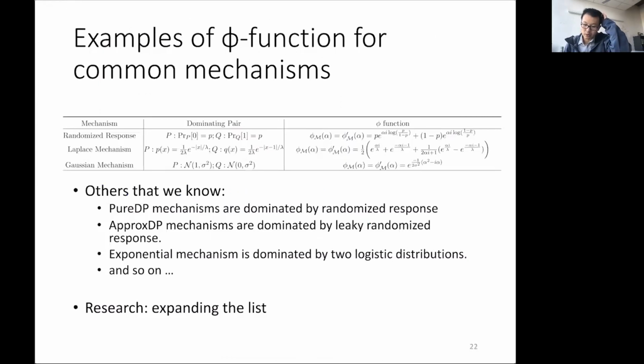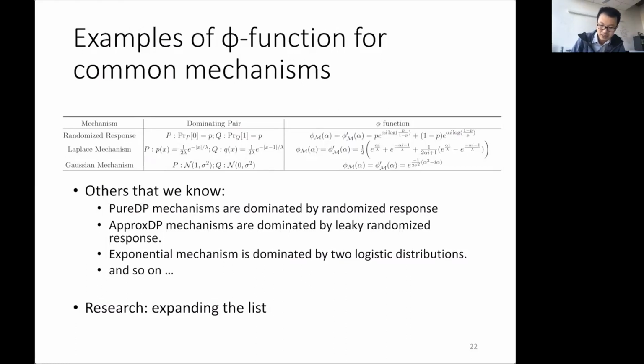All right, so for many of the mechanisms that we are already familiar with, such as the randomized response, Laplace mechanism, and Gaussian mechanism, we know exactly what their dominating pair distributions are, and it's not very difficult to analyze. And the corresponding phi functions are also available in analytical form. Besides these mechanisms, we also know the dominating pairs, and sometimes tight dominating pairs, for many other mechanisms.